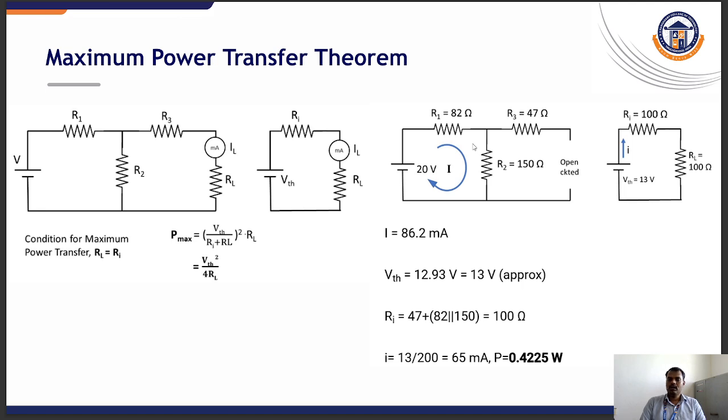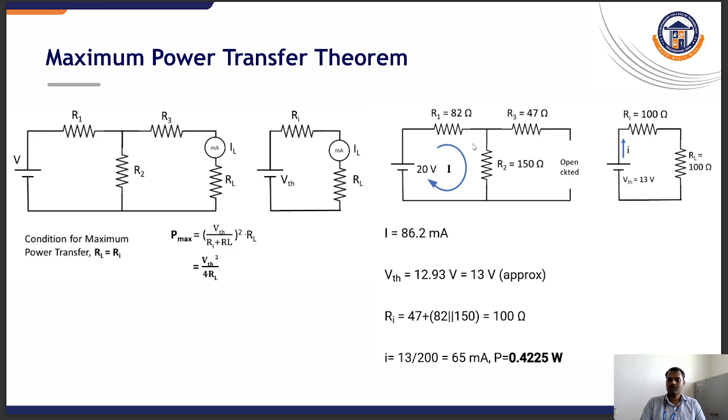Now finding the Thevenin resistance RTH, or we can call it Ri also. It is found this way. 82 ohm is in parallel with 150 ohm. So we take the equivalent and then add it to the series resistor 47 ohm in order to find the Thevenin resistance. It is about 100 ohm. So here the current is 13 divided by 200, so it is 65 milliampere.